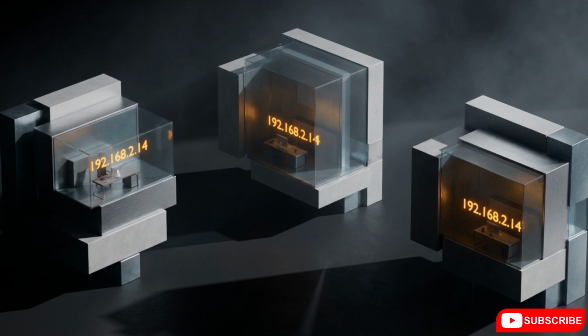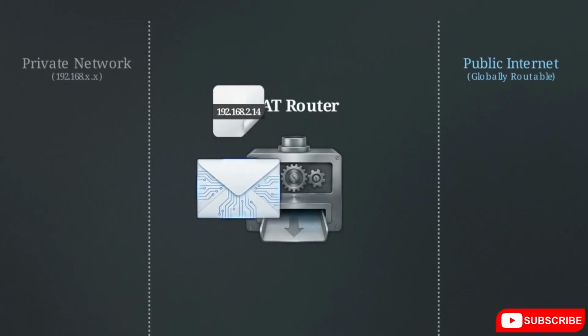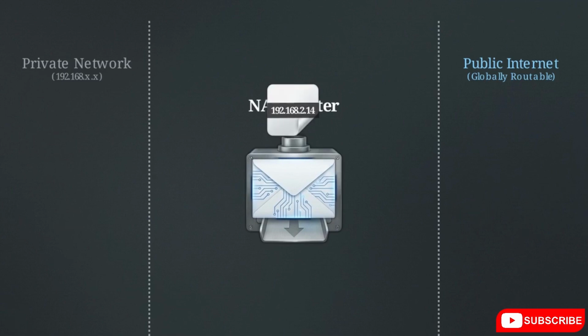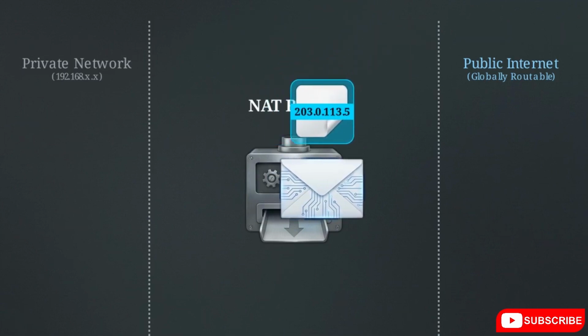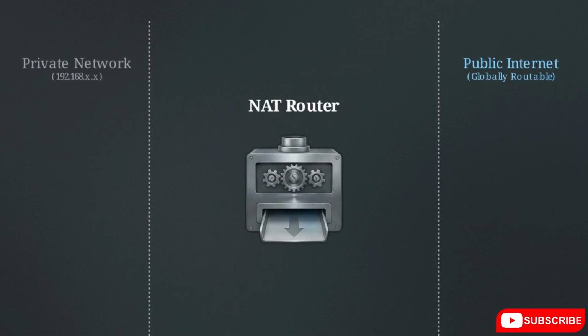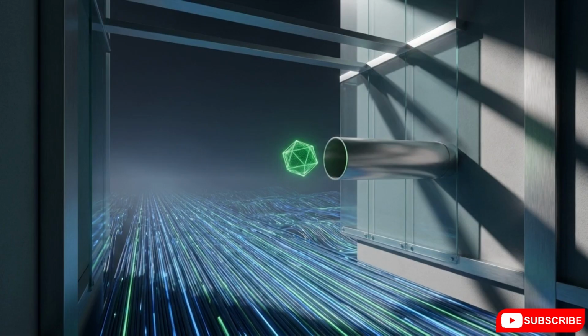To cross the boundary, the edge router performs network address translation, or NAT. It strips off the private internal address and replaces it with a unique, globally registered public address. Subnetting dictates the internal layout of the organization, while NAT safely manages the exterior gateway to the outside world. The packet successfully clears the edge router and enters the public web.